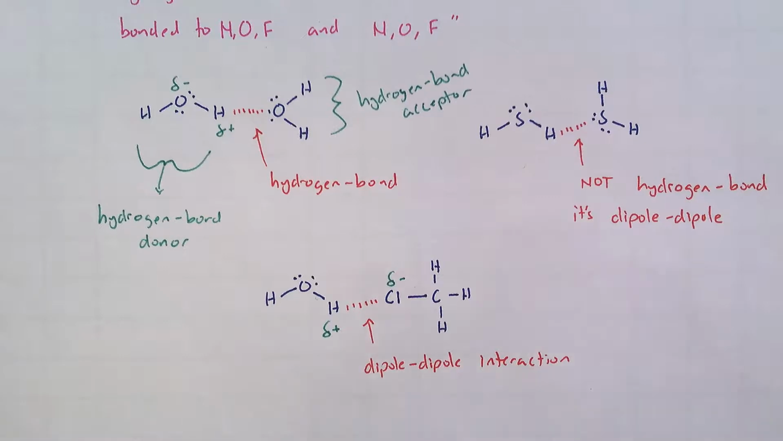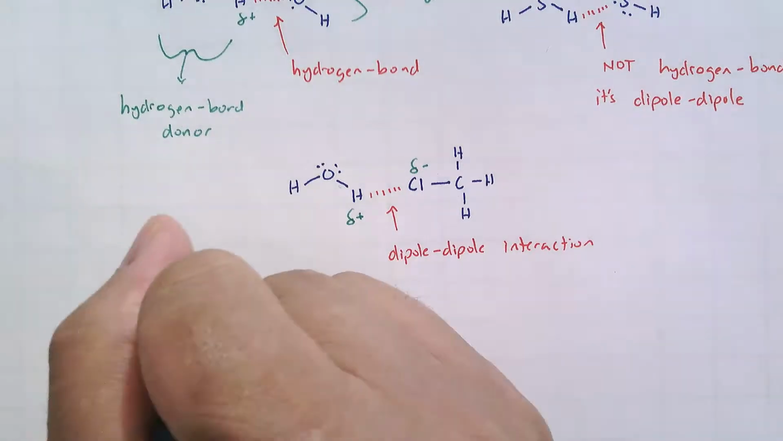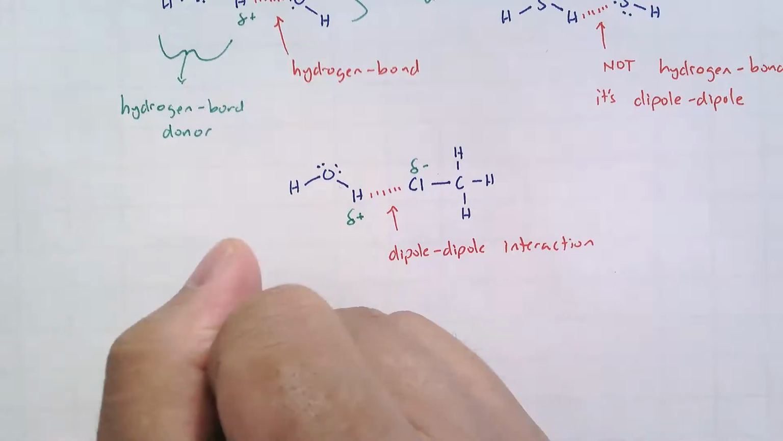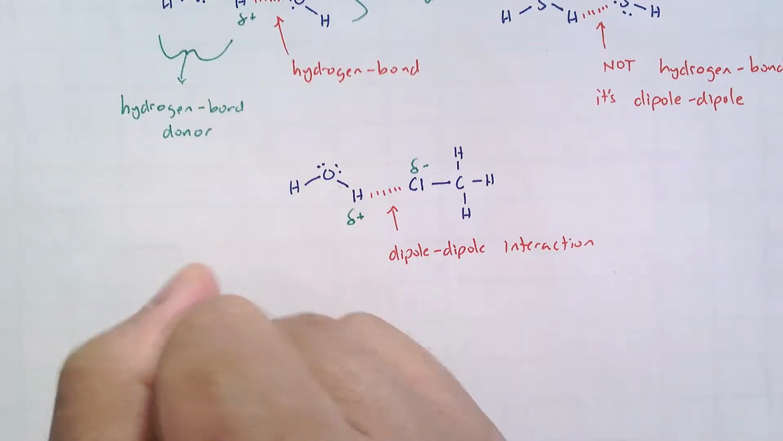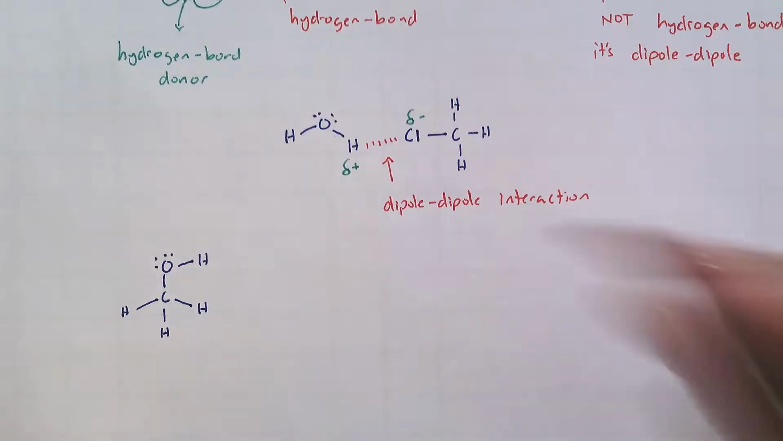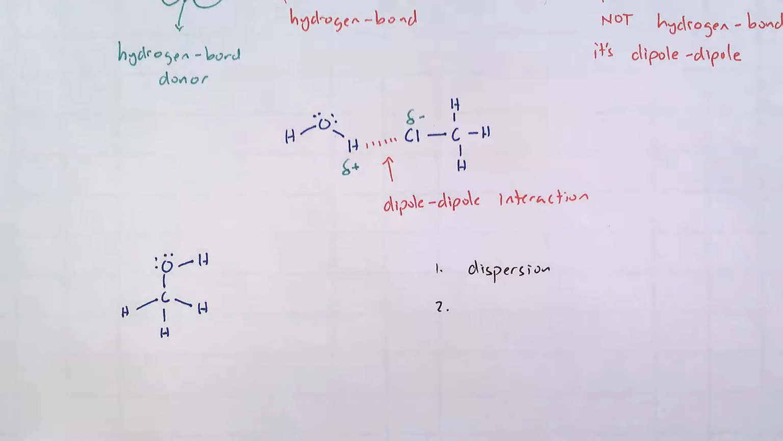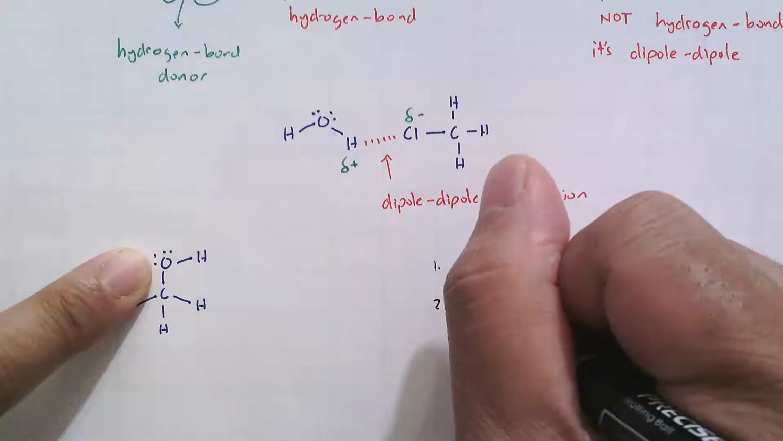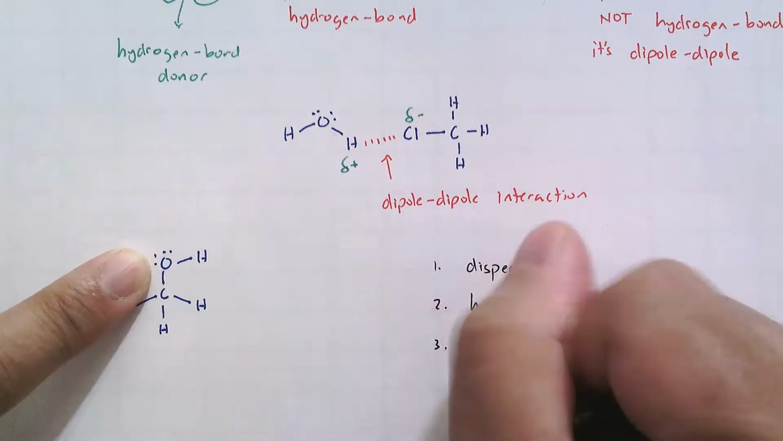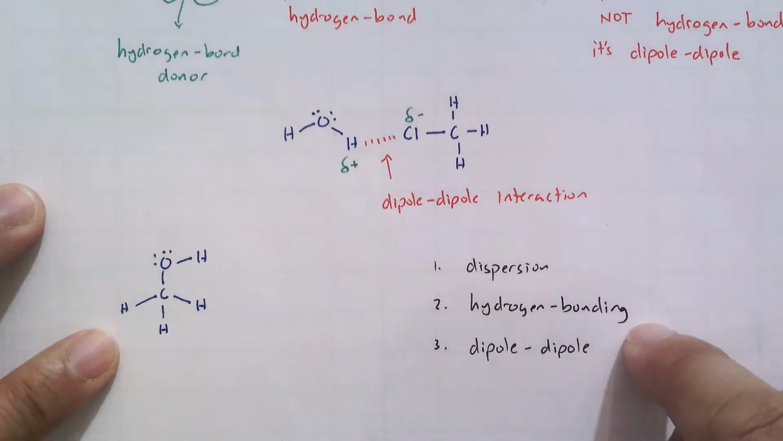Now, let me give you one more example. What if I have this molecule? This is methanol. If I ask what IMF this molecule displays, I would say it has dispersion forces because all molecules show dispersion. And it will have hydrogen bonding, and we'll draw that in just a bit. But it also has dipole-dipole. So it has an interaction that is not hydrogen bonding and not dispersion.